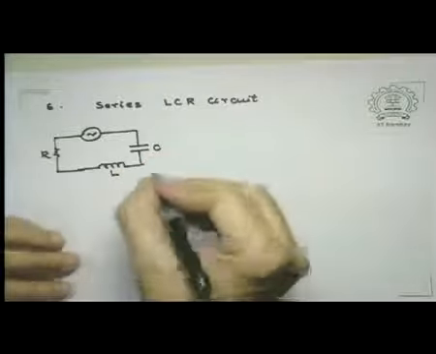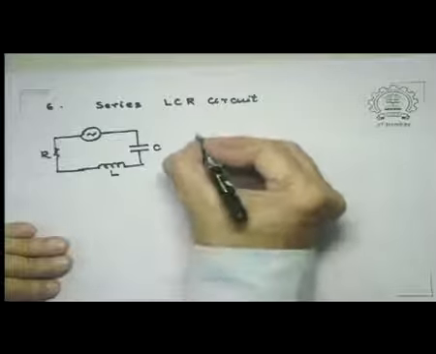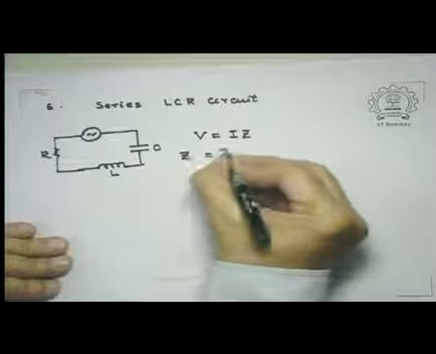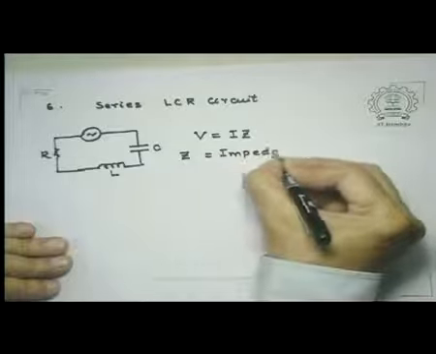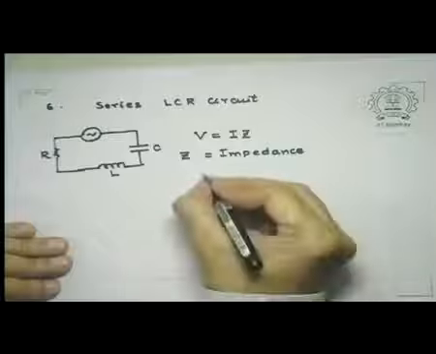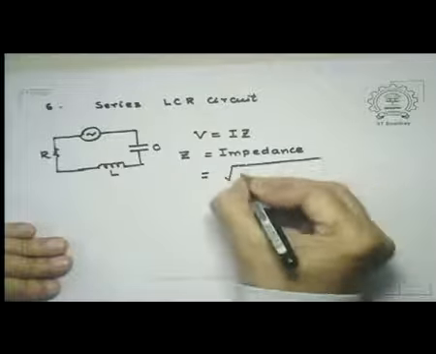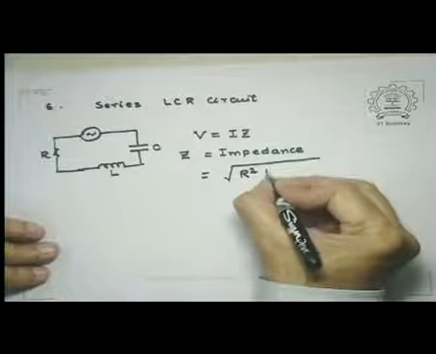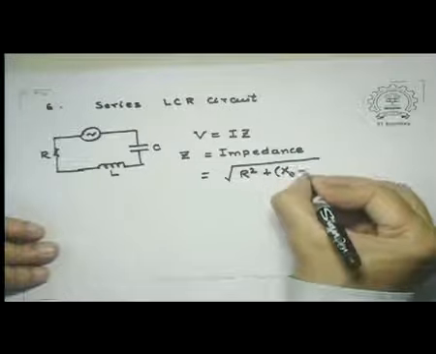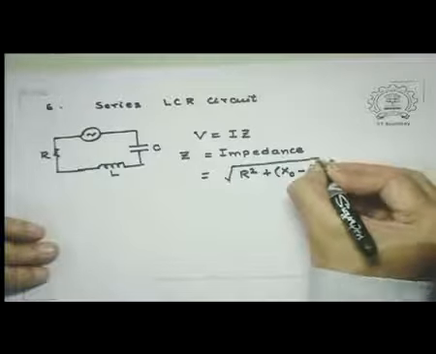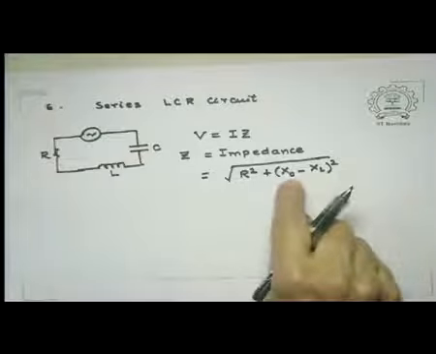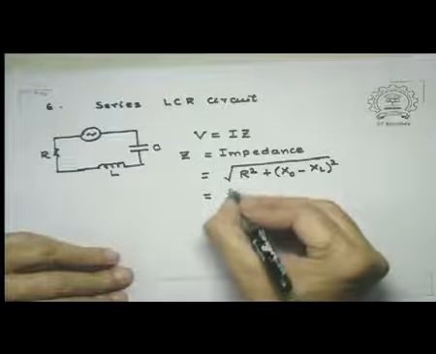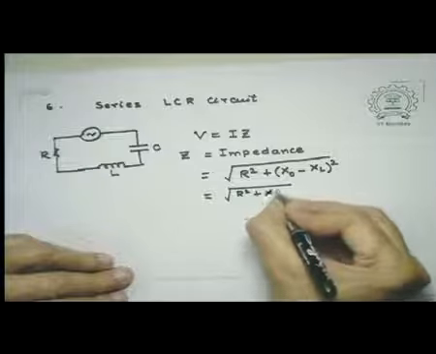In this case, the relationship between the voltage and the current was V is equal to I times Z, where Z is the impedance of the circuit, which has two components, a component which is in phase with the voltage, that is the resistance, and another component which is out of phase with the voltage, that is the square of the difference between the capacitive reactance and the inductive reactance, and by representing them as just XR square plus X square.